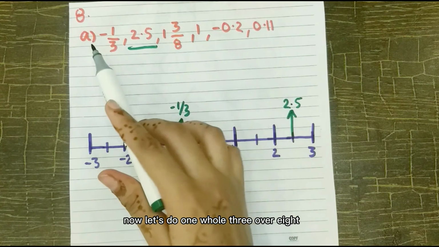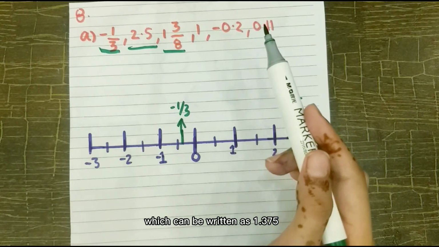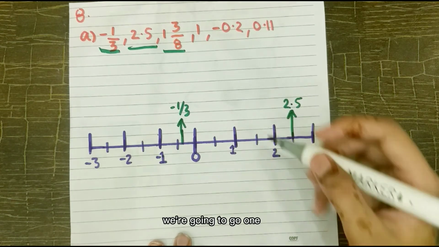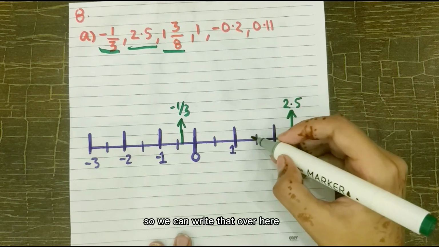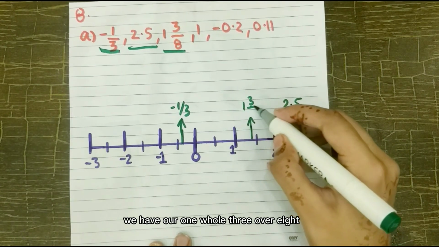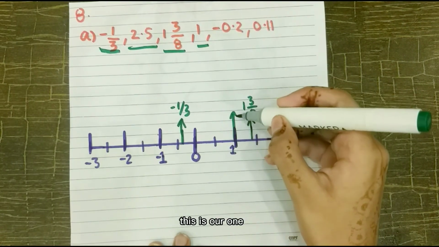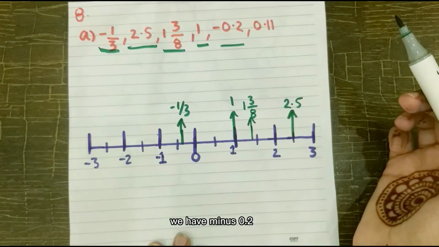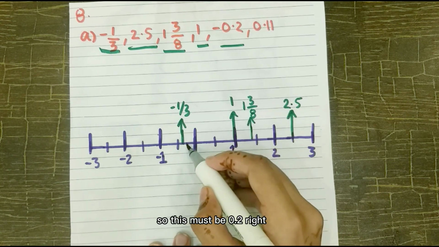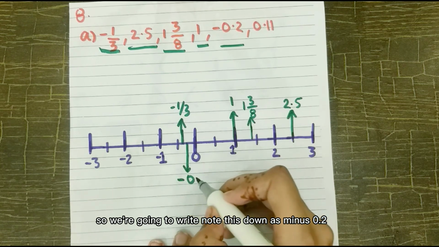So this is our minus 1 over 3. Now let's do 1 whole 3 over 8, which can be written as 1.375, or you can say 1.4. So we have to go for the positive side. This is 1, and this is 1.5. So over here we have our 1 whole 3 over 8. Then we have 1, which is right over here. Then we have minus 0.2. When we move from here, we see this one was minus 0.3, so this must be 0.2, right? So we're going to note this down as minus 0.2.